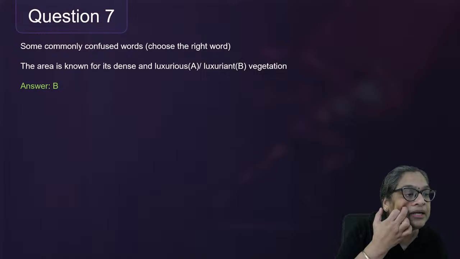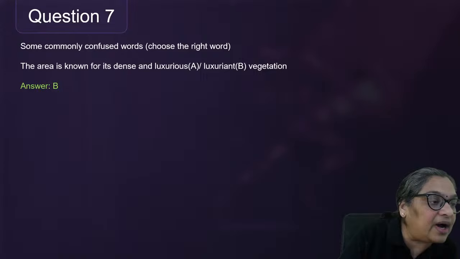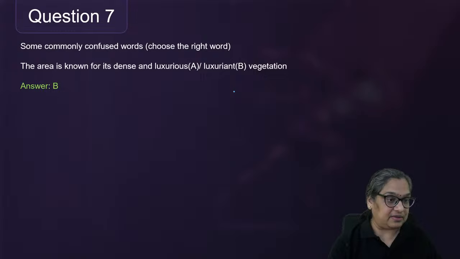All right, I hope you guys can see. Shweta, Manali and all, I hope you can see. Now, they've set it right. All right. Next.